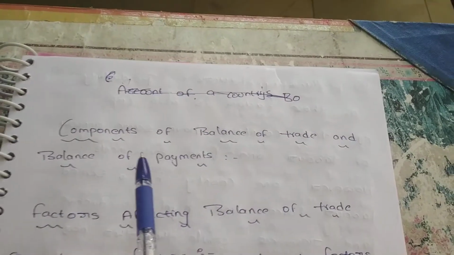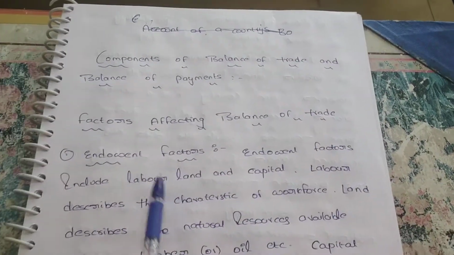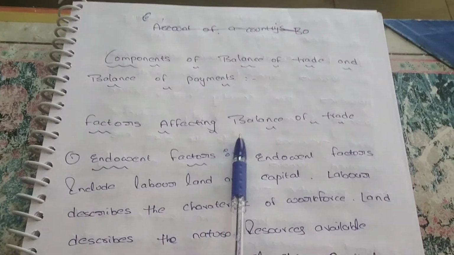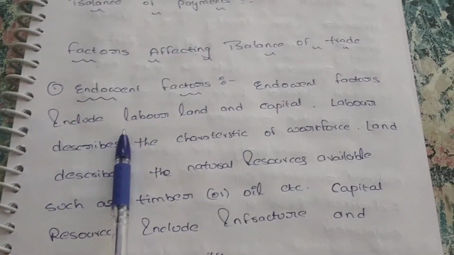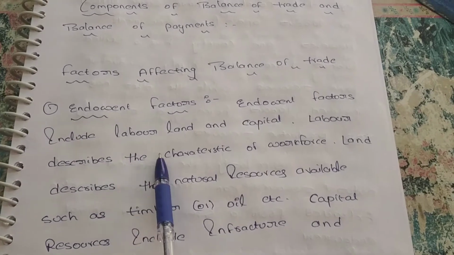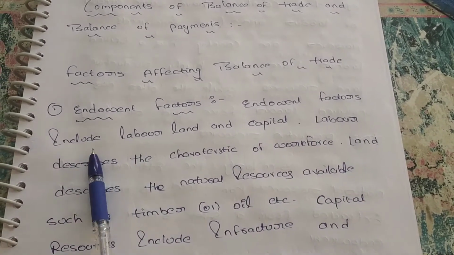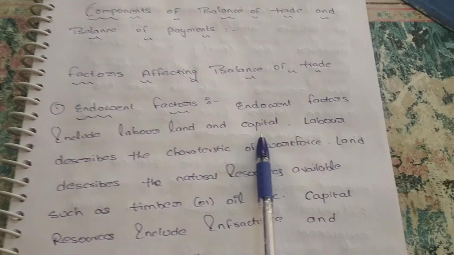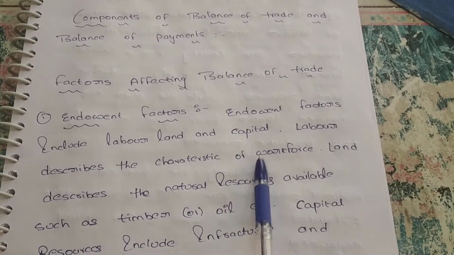Components of balance of trade and balance of payments. Which factors affect the balance of trade? Factors affecting balance of trade. Endowment factor. Endowment is nothing but a gift. We feel it as a gift. The endowment factor includes land, labor and capital. It includes all of land, labor and capital.